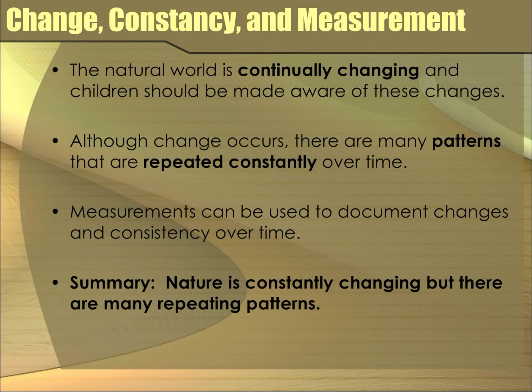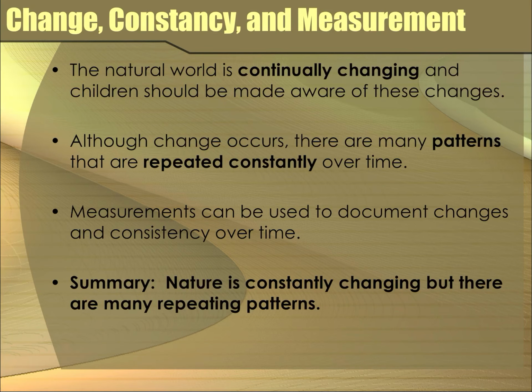So change, constancy, and measurement. This is our 3rd big idea. The natural world is continually changing, and children should be made aware of these changes. Although change occurs, there are patterns that are repeated constantly over time. One example is every day the sun comes up, and every night the sun goes down. But the amount of time that the sun is out each day differs year-round. So there's change and constancy in that. And there's measurement. How long is the sun up? Measurements can be used to document changes and constancy, consistency over time.